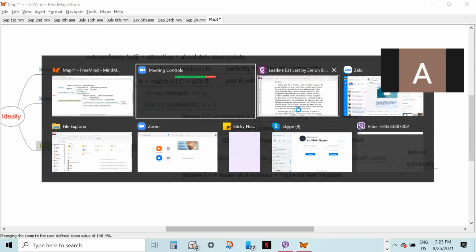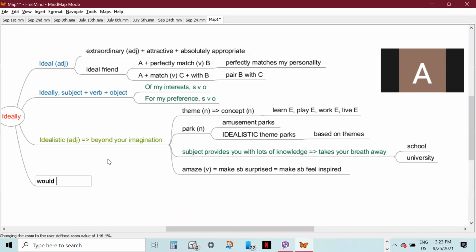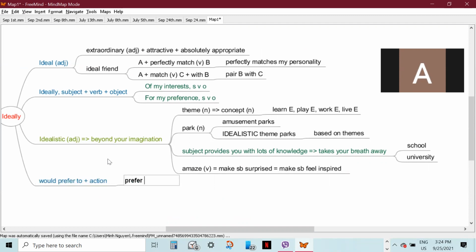So right here, the very first word of the sentence, ideally. And the second one here, we have the phrase would prefer to. This is a phrase, sorry, not a word. I would prefer to use English 100% in my class, because it gives me much more confidence in explanations and introductions. So right here, would prefer to is a polite way to say that I prefer doing something. I prefer studying English to studying Vietnamese, for example.